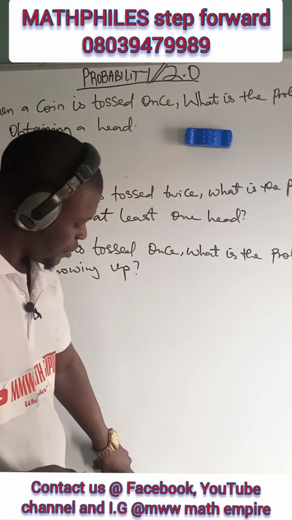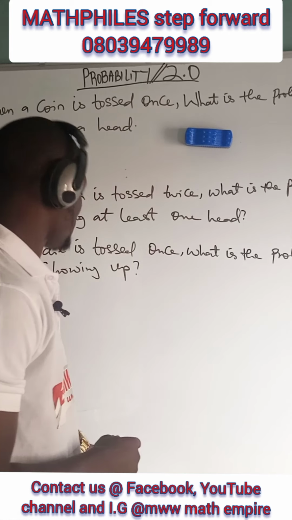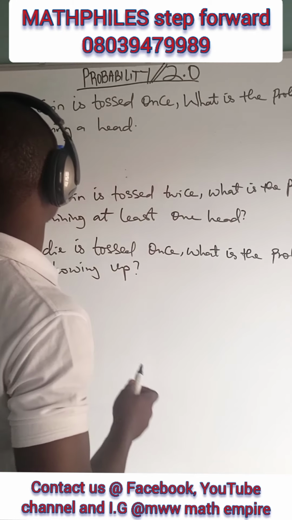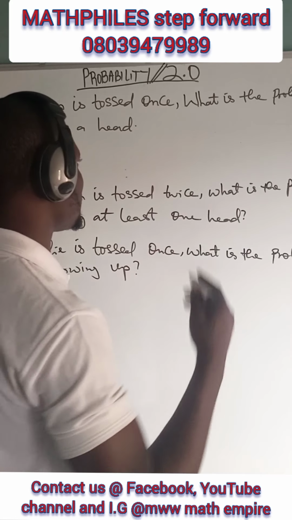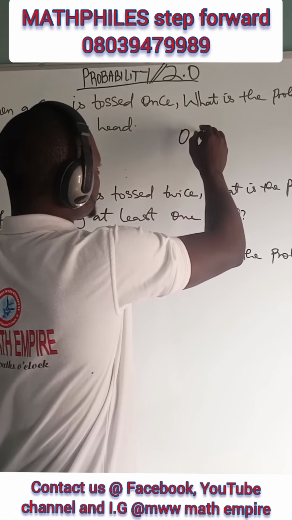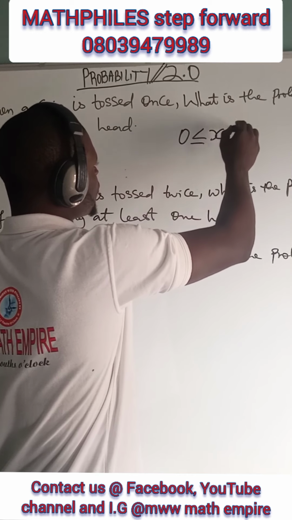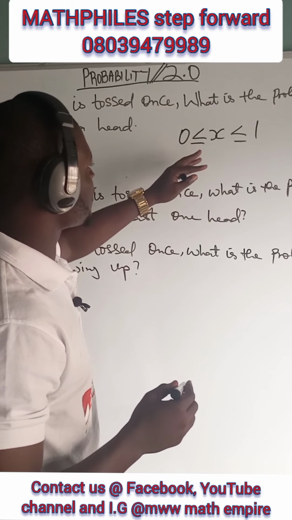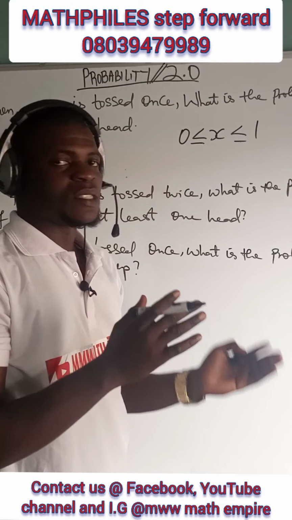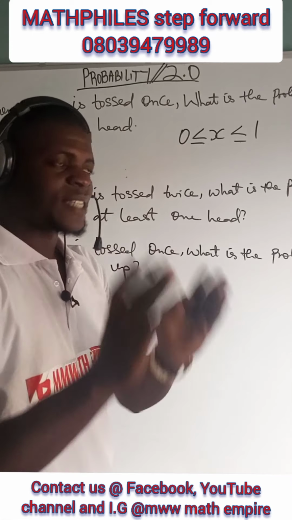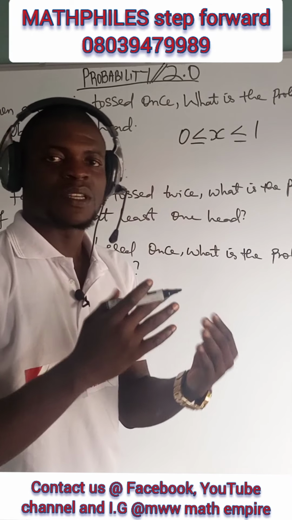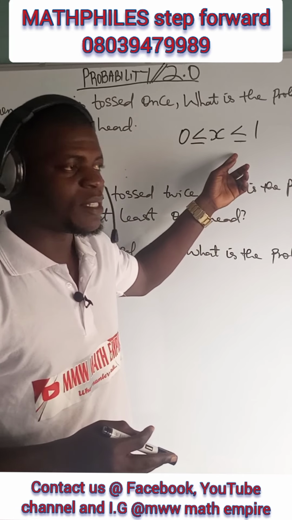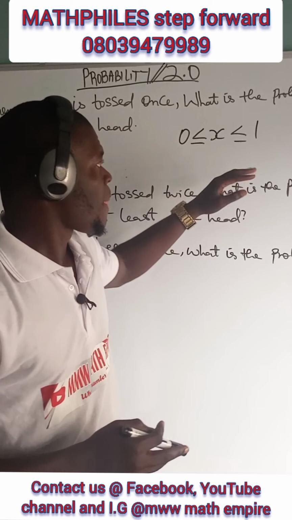All right, but just a brief recap. I want you to know that the probability of any event happening lies between 0 and 1: 0 ≤ x ≤ 1. This expression simply means that it must be between 0 and 1, or it can be 1, or it can also be 0. Anything that is greater than 1, there must be a problem somewhere. That means it's not probability. Do you copy? All right.